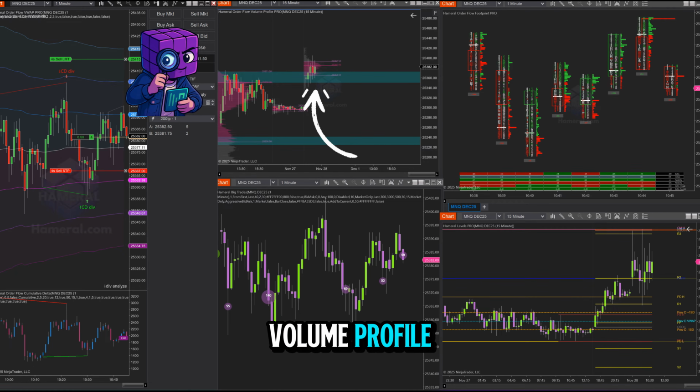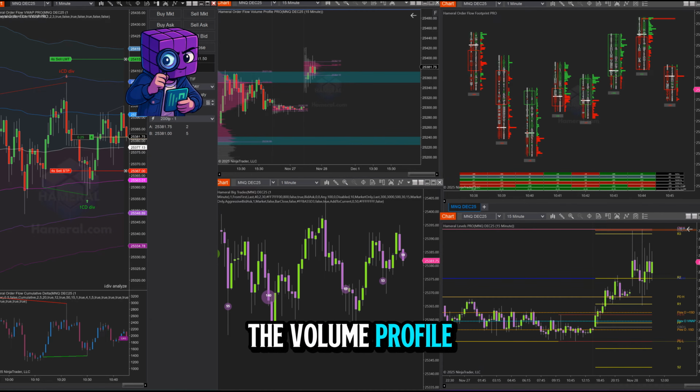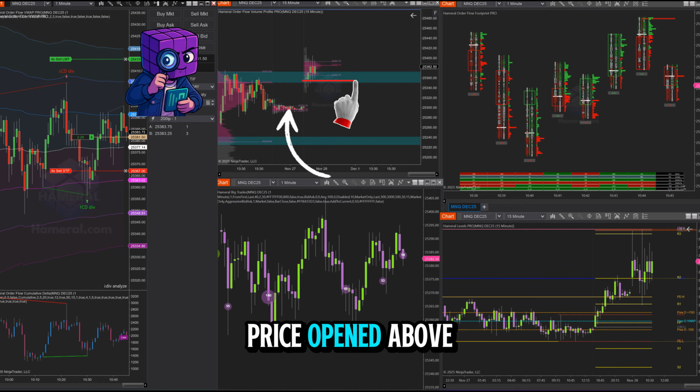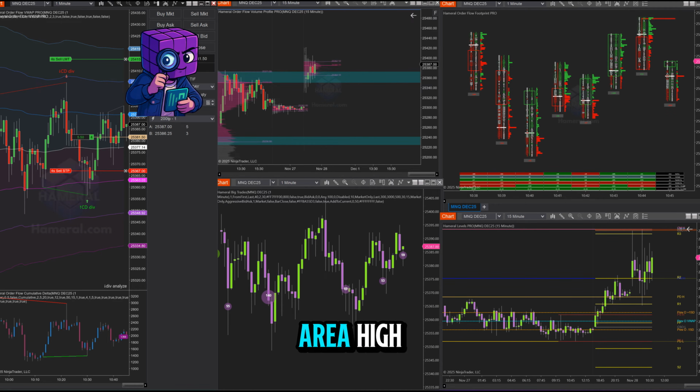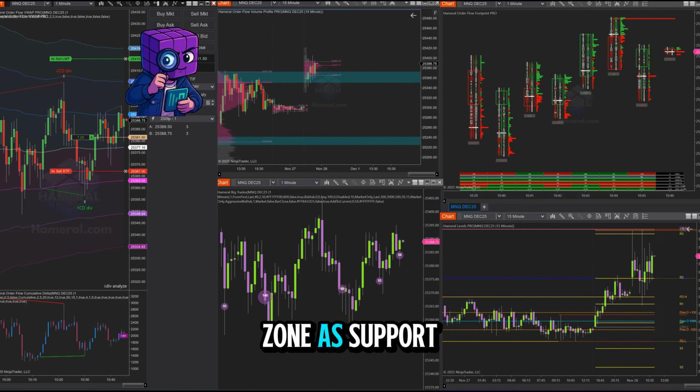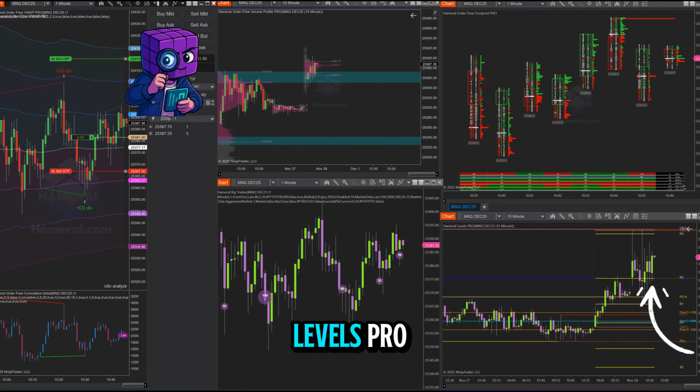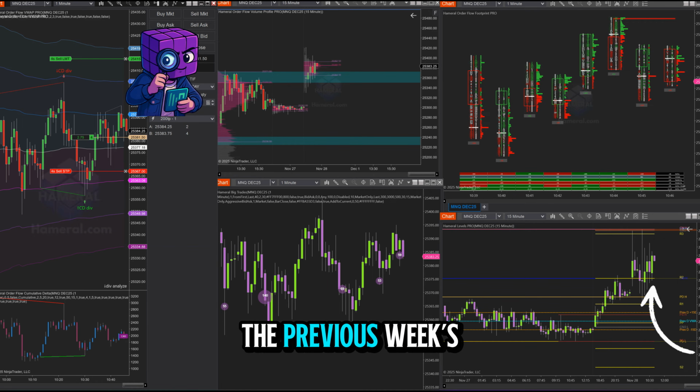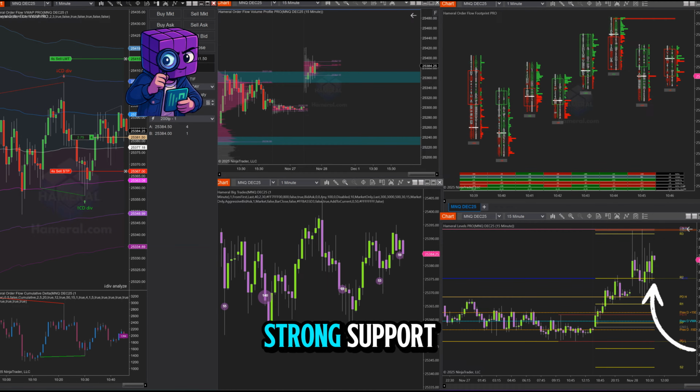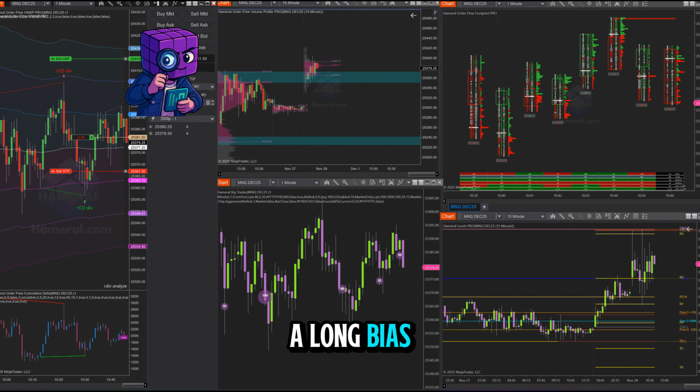Let's start with volume profile, which gave us a bullish context. The volume profile showed an imbalanced context to the upside. Price opened above the previous value area high and accepted that zone as support. That support zone aligned with a key confluence area automatically plotted by Levels PRO, formed by the R2 pivot and the previous week's high. This is a strong support, plus the bullish context gave us a long bias.